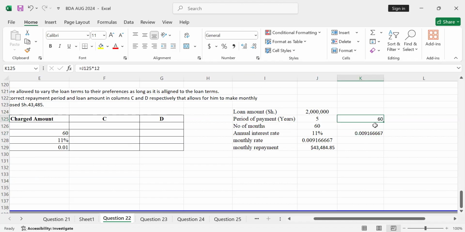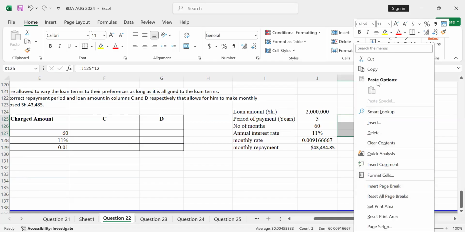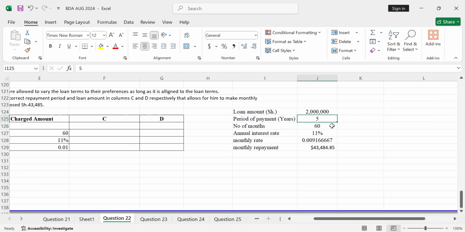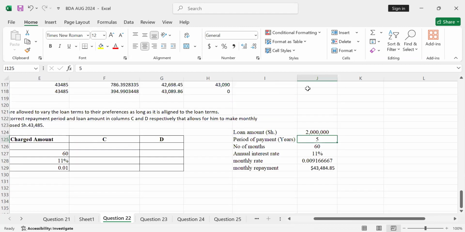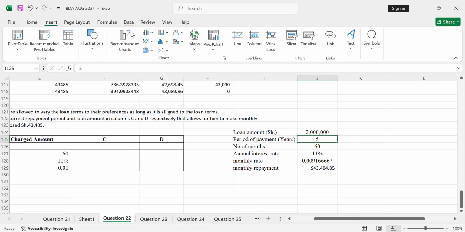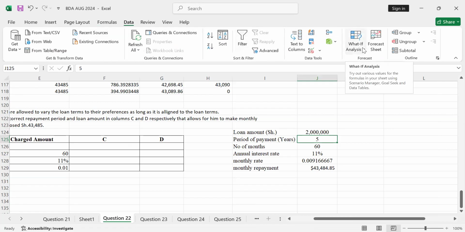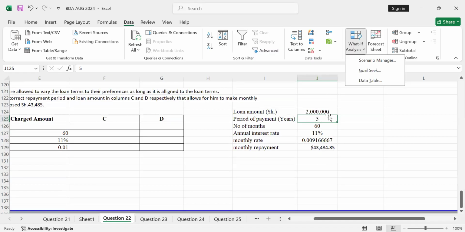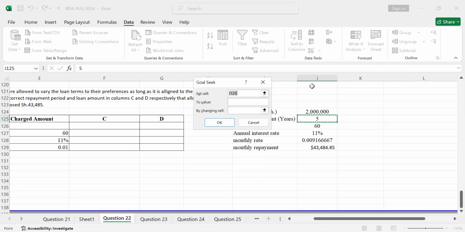So we can now do what we call the goal seek. I need to clear that. So now, as I've said, you just come to what we call the what-if analysis, which is under Data. Click What-if Analysis, and then here you'll come to Goal Seek.